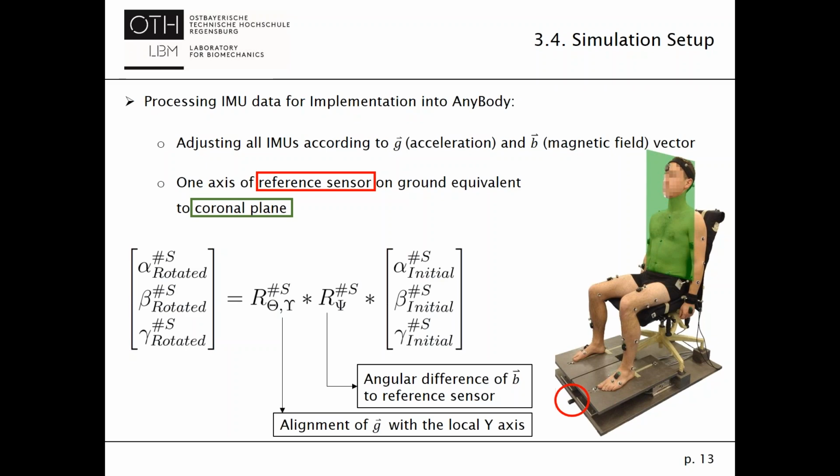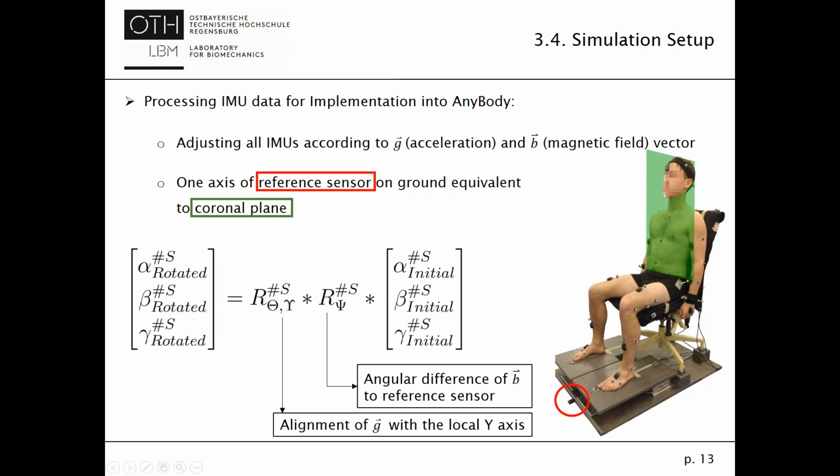To align all IMUs, we have a rotation matrix. This can be seen in the formula here. We have a rotation around 2 axes, so now all IMUs have the same G vector orientation. And then we have a second rotation matrix, this one here, so that all IMUs have the same orientation as the reference sensor concerning the magnetic field vector.